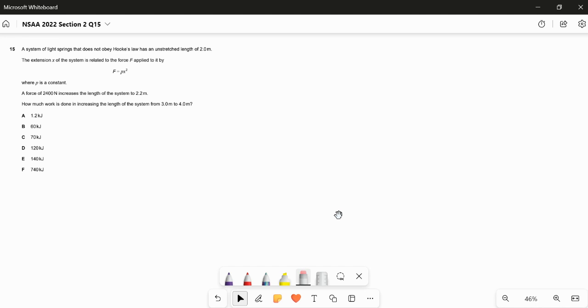So in this question we read, a system of light springs that does not obey Hooke's law has an unstretched length of 2 meters. The extension of the system is related to the force applied to it by F equals px squared, where p is a constant. A force of 2,400 newtons increases the length of the system to 2.2 meters. So immediately I'll use this information to write 2,400 newtons is equal to p times 0.2 squared.